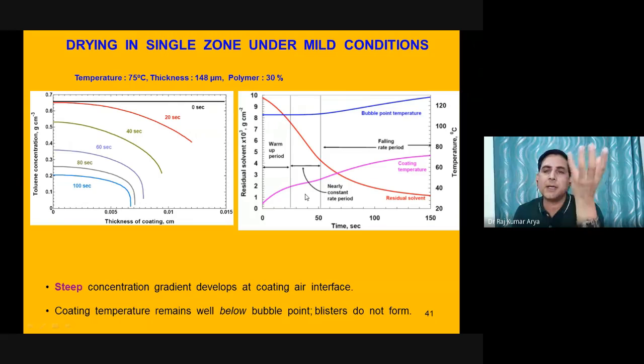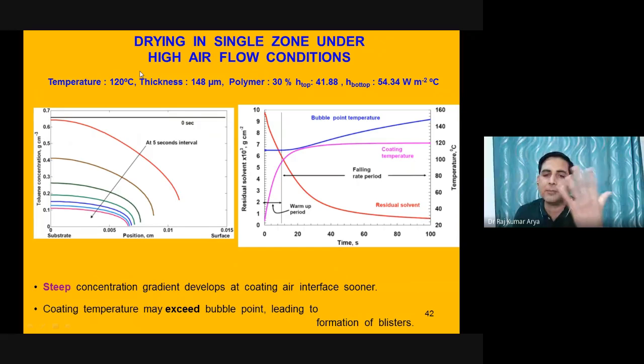So I can heat at a high temperature. What will happen at the high temperature? This is what I did. I just changed the temperature to 120 degrees Celsius. The rest of the parameters are the same. What I'm finding here is that within 30 seconds my coating is getting dried, the steep concentration profile, everything has been dried. But what about the coating temperature here? Let's see the coating temperature. It's approaching the bubble point. My coating is about to boil. It means I am able to minimize the drying time.